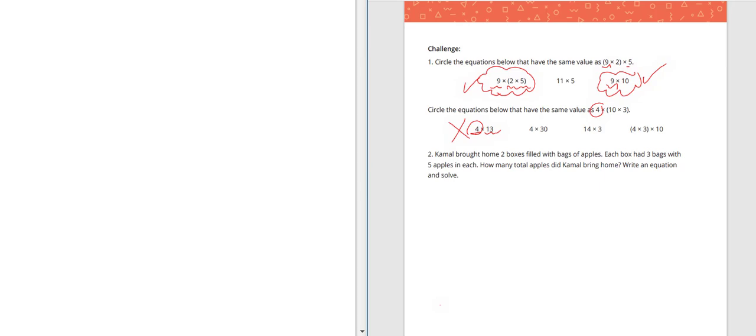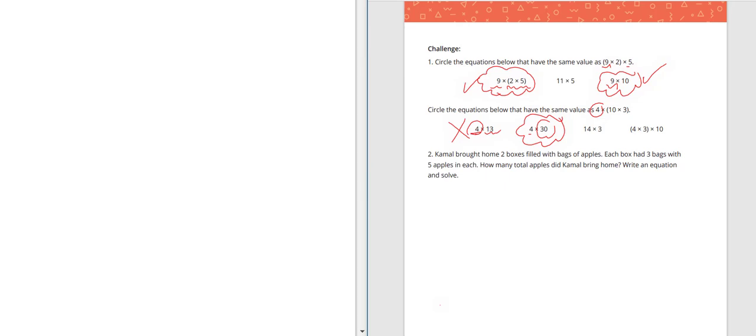The second equation, we have 4 times 3. In our exercise we have 4 and the answer 4. Okay, this is the same factor. 30, okay, 30 equals 10 times 3. So we can circle this equation because it has the same value. Same value, it means same product or same result.